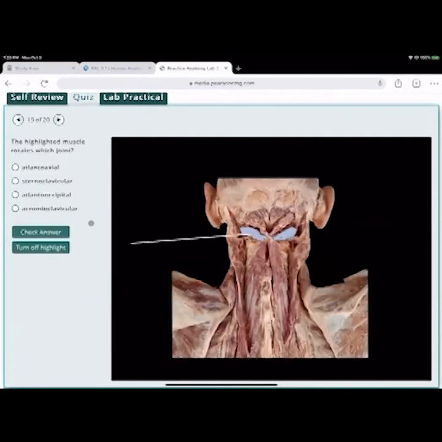19. The highlighted muscle rotates which joint? The atlanto-occipital. The atlantoaxial joint? No, the atlantoaxial joint. I think we'll turn it down because remember this is the axis right here. So the atlanto and the axial joint, the axis. This is the spinous process of C2, and C2 is the axis. So it's the atlantoaxial joint.